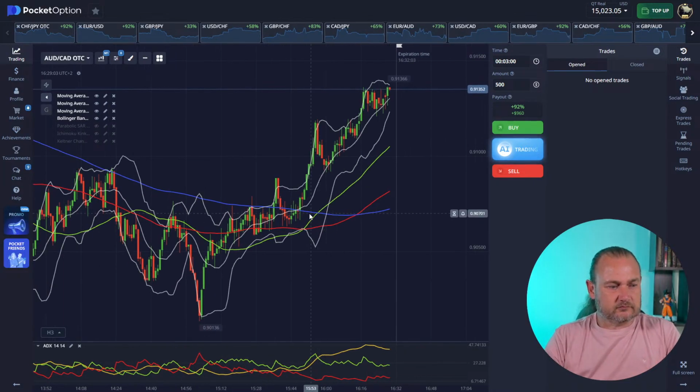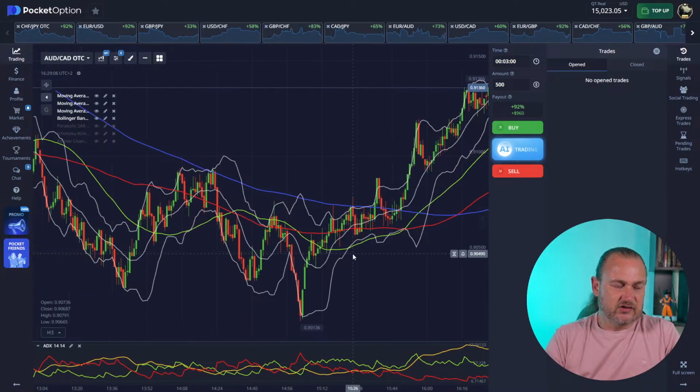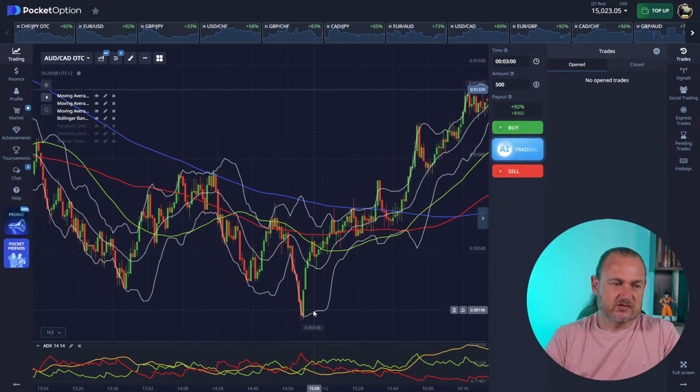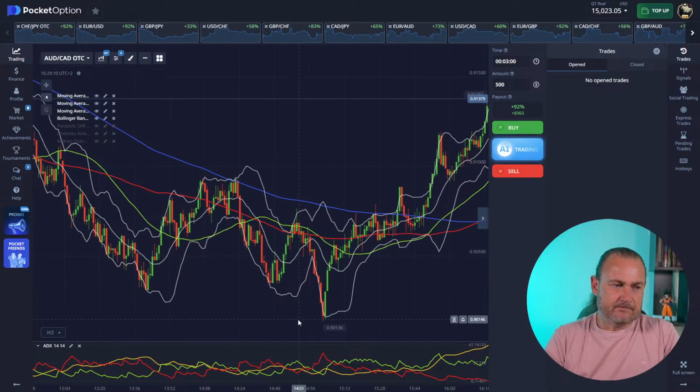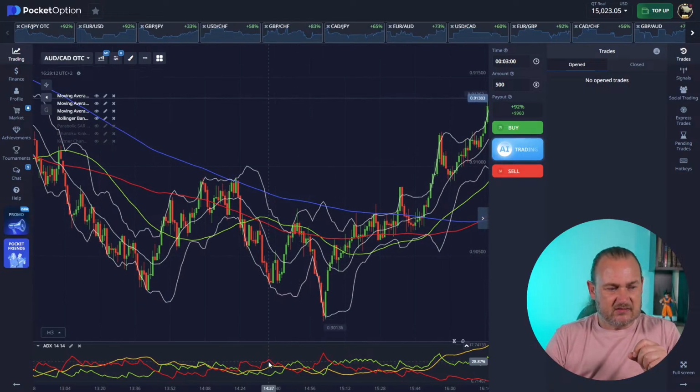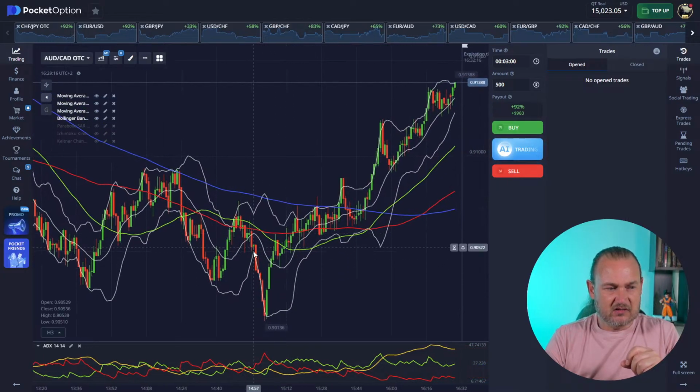So one of the things I like to use the ADX with as well is Bollinger Bands. We will often see spikes on the ADX inside of the Bollinger Bands, but sometimes it will be outside of the Bollinger Bands.